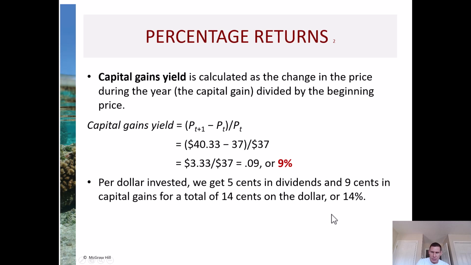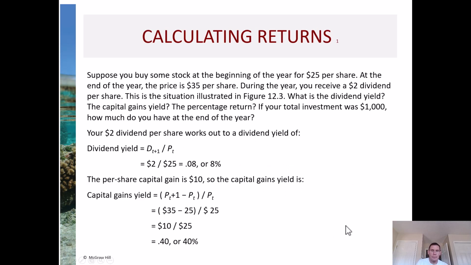The capital gains yield is calculated as the change in the price during the year, the capital gain, divided by the beginning price. So the capital gains yield, again, same formula. So 40.33, subtract the 37, what you initially paid for it, divided by the 37 again. So we just really get the change there in the numerator. Equals 333 over 37, and it comes out to 9%. So another way we could say this, for every dollar invested, we get 5 cents in dividends and 9 cents in capital gains, for a total return of 14 cents on a dollar, which of course is 14%.